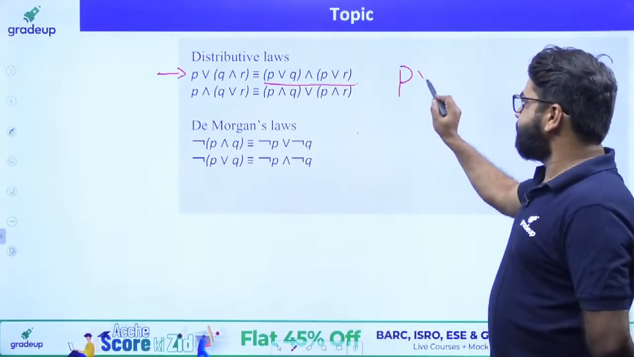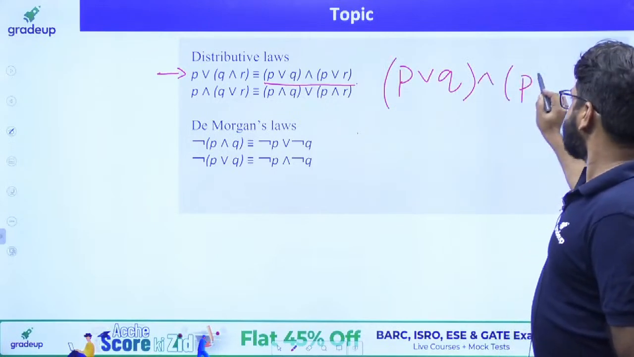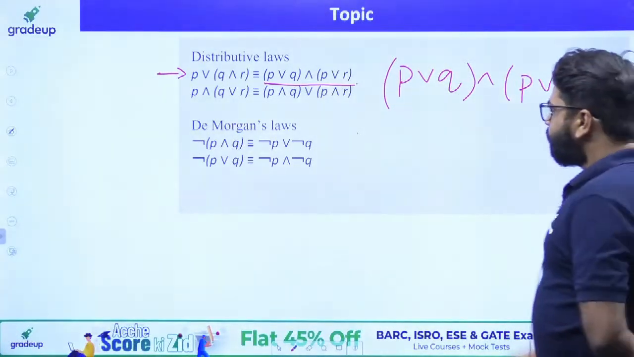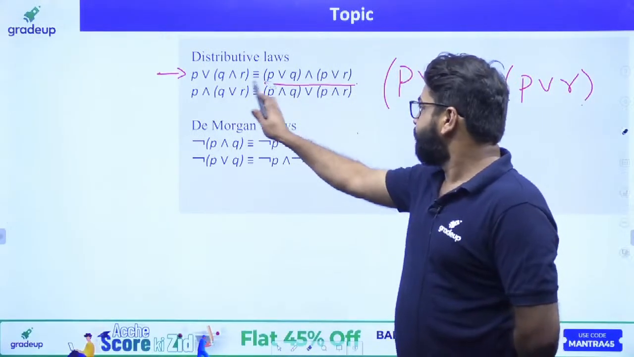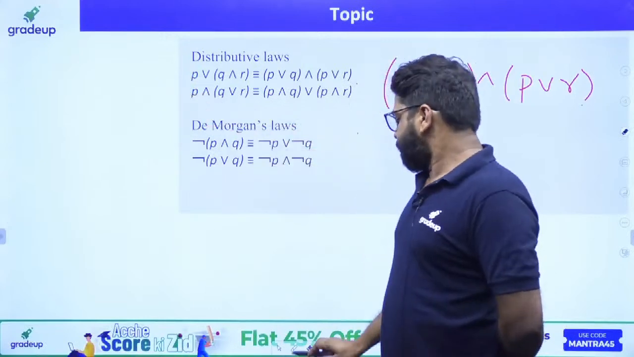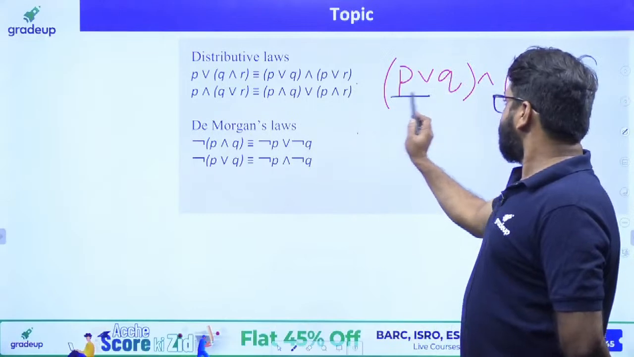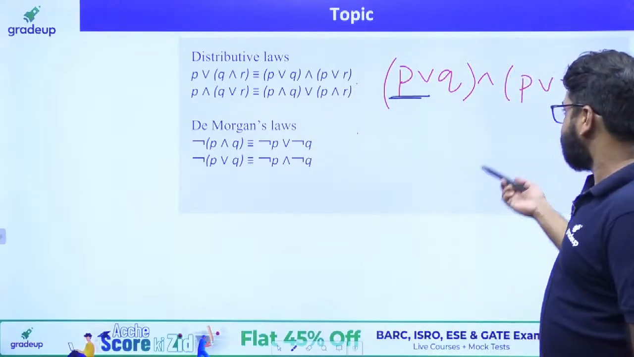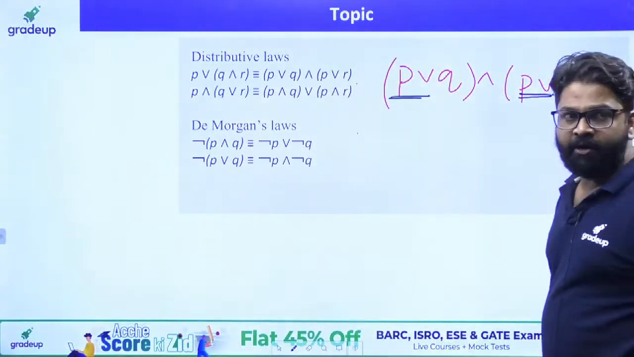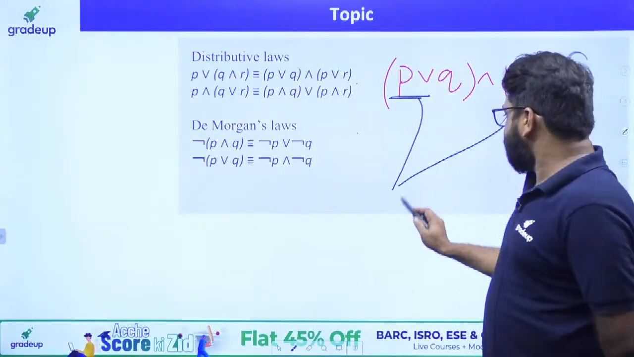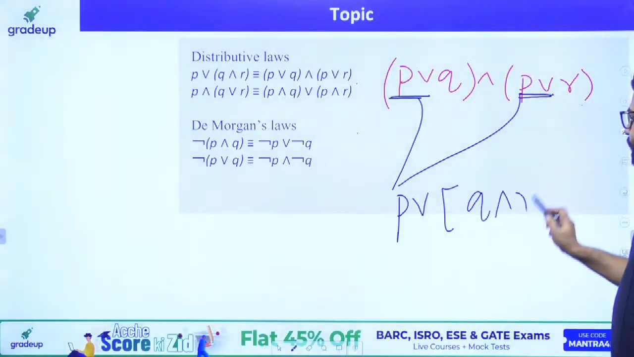So what you can do is basically P or Q here, and here what you will get is P or R. So always remember how to go from right side to left side. That's a very important thing. For that, you can take (P or Q) and (P or R). Always try to look for the common terms that you can have. Here the common term is P or, so take this P or outside. Now what will you get? You will get Q and R.